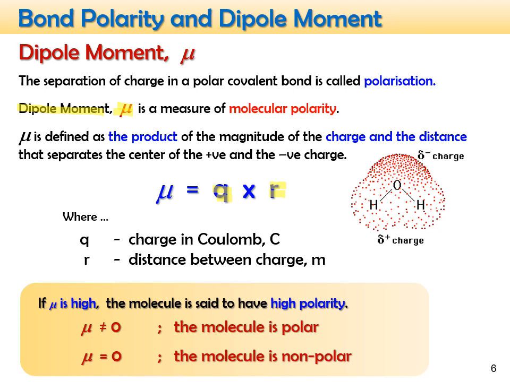So you just need to remember these two important points. The first one is if mu, or dipole moment, is not equal to 0, the molecule is a polar molecule. But if dipole moment is equal to 0, the molecule is said to be non-polar molecule.